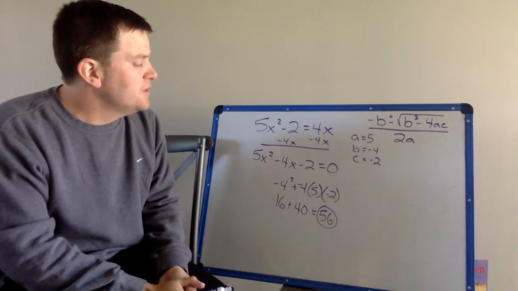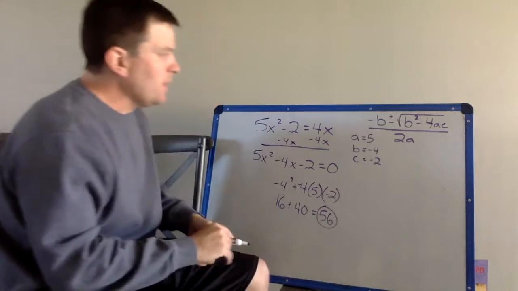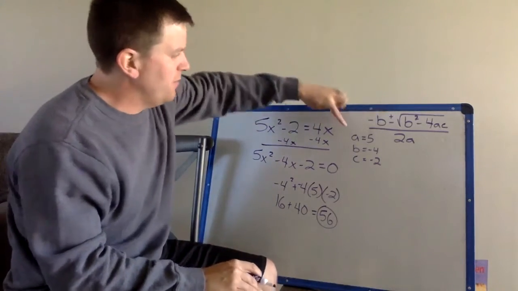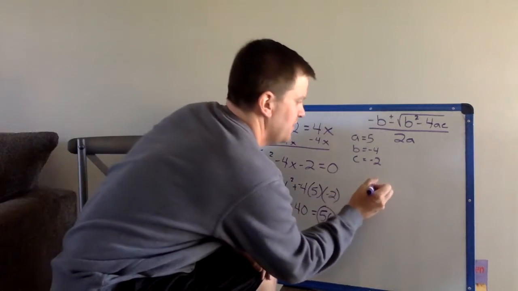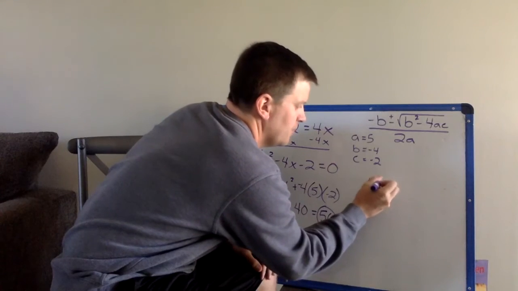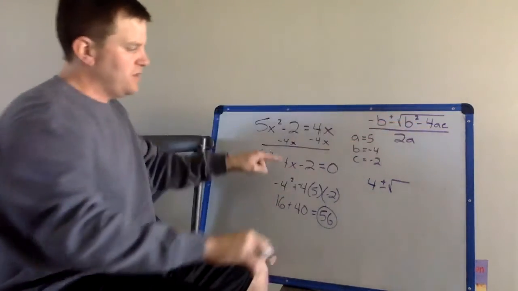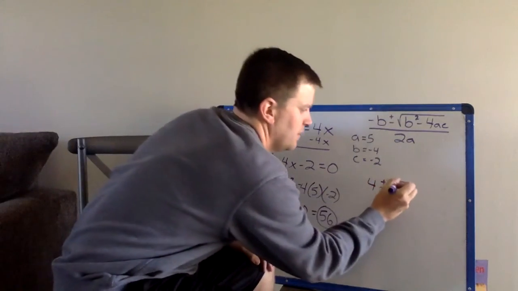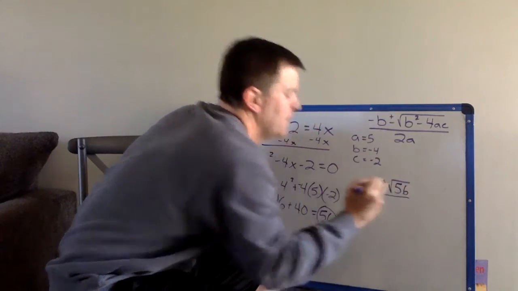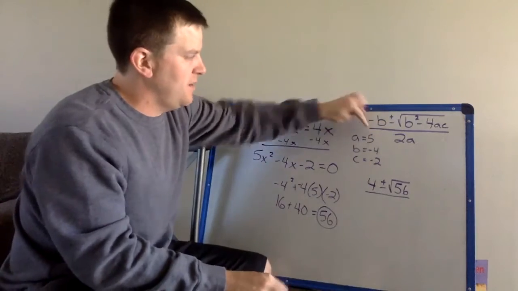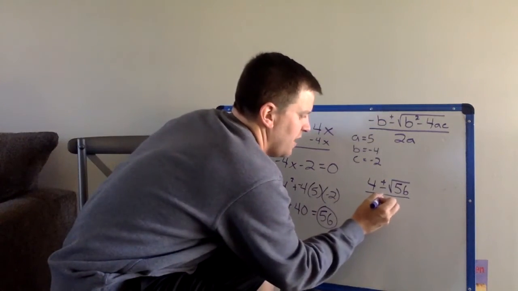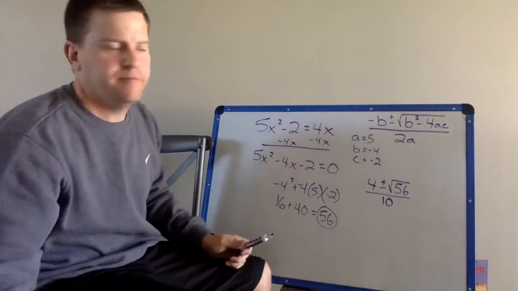Okay, so let's plug it in. Opposite of B. Well, we know B is negative 4, so the opposite of B is positive 4. And we have plus and minus the square root of B squared minus 4AC. Found it, 56. All right, we don't have to do that. We already did that. All over 2 times A. Well, A is 5. 2 times 5 is going to give us 10.